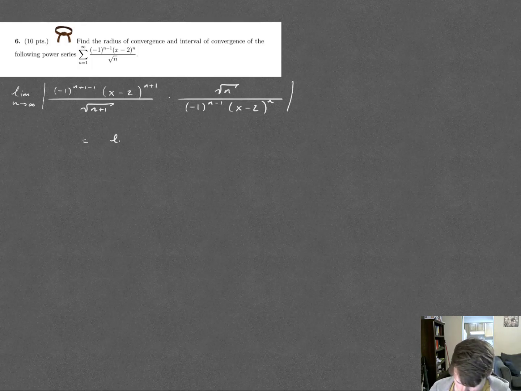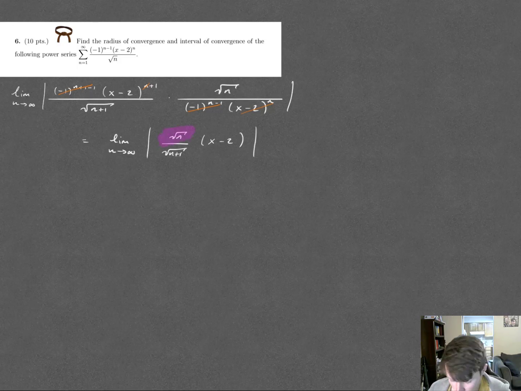The limit as n goes to infinity, and the minus 1s won't matter because we're in an absolute value. So when we divide the denominator into the numerator, we're left with just minus 1, but it drops out because of the absolute value. So we just have the square root of n divided by the square root of n+1 times (x-2). And now again, this square root of n over the square root of n+1 goes to 1. So this limit goes to |x-2|, and we want this to be less than 1.